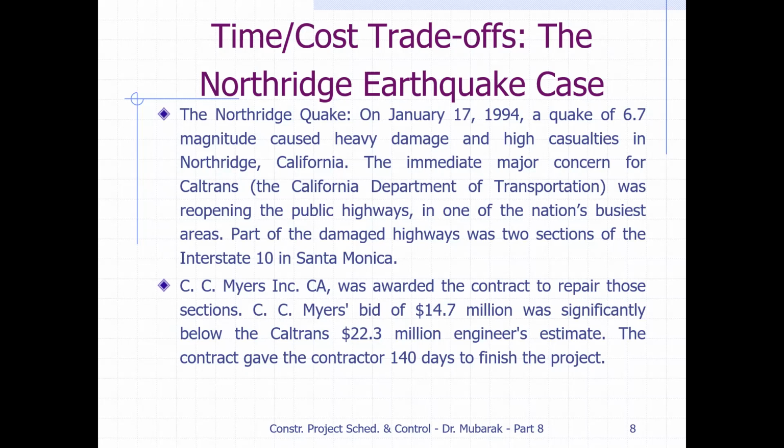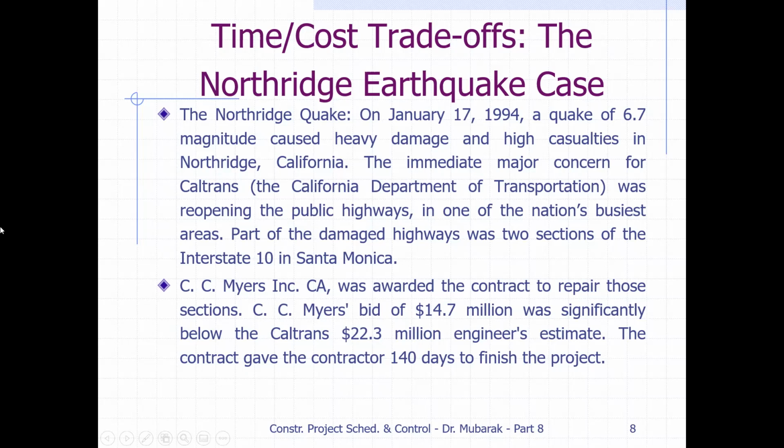The contractor C.C. Myers' bid of 14.7 million was significantly below Caltrans' 22.3 million engineer's estimate. So the owner's engineers made an estimate of 22.3 million, but the contractor submitted a bid that they could finish this work under the given conditions for 14.7 million. The owner was very happy that the bid was very low. And the contract gave the contractor 140 days to finish the project. So under the contract, they have to finish this project in 140 days.